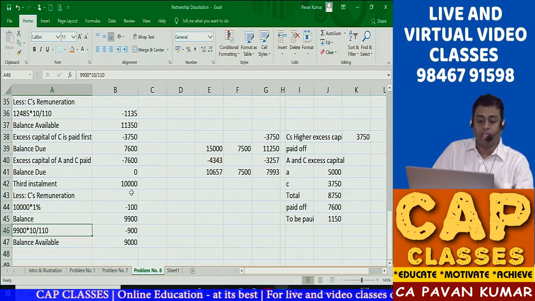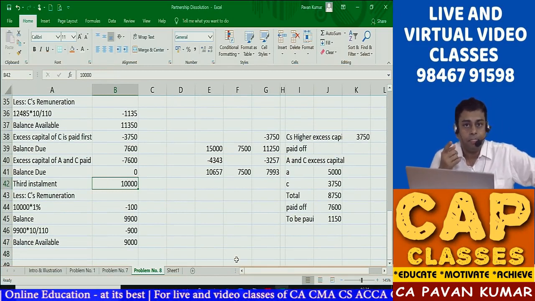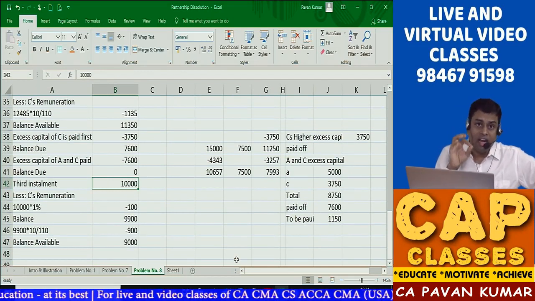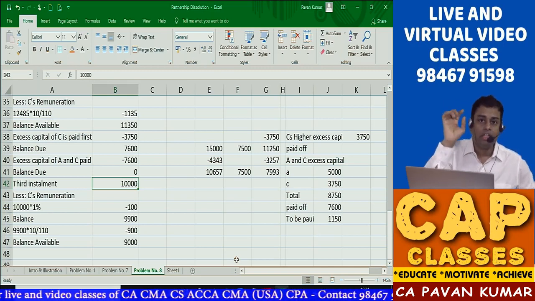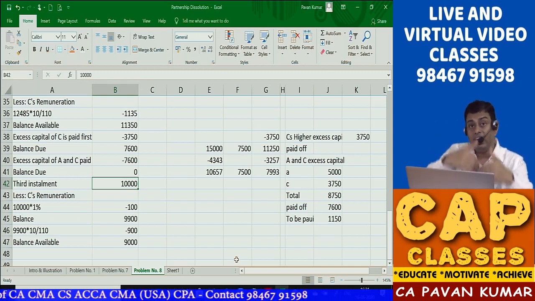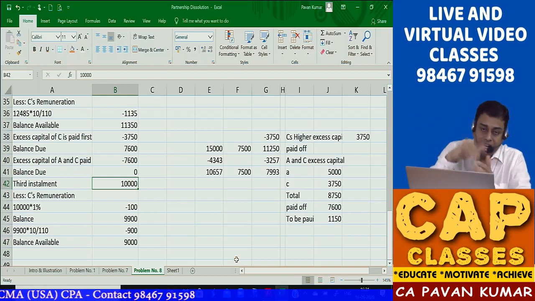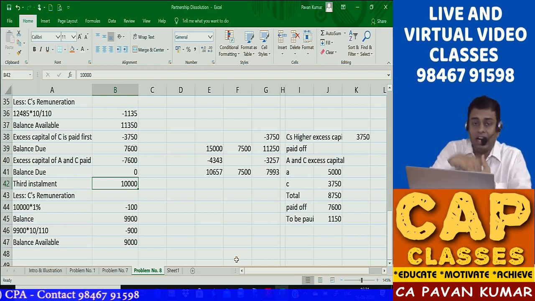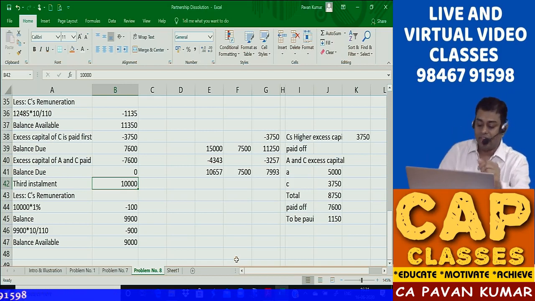Balance available is 9,000. So you understand these calculations. The third installment is 10,000. In that, 1% on asset realization paid to C has become 100 rupees. So 9,900 is available. Now this 9,900 can be distributed to partners after C's remuneration. C's remuneration is 10 by 110, that is 900 rupees. 9,900 minus 900 is 9,000. So balance available is 9,000.